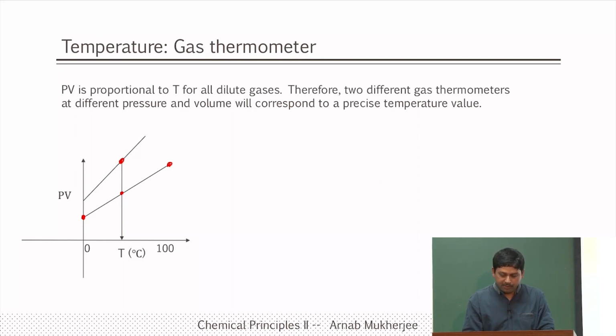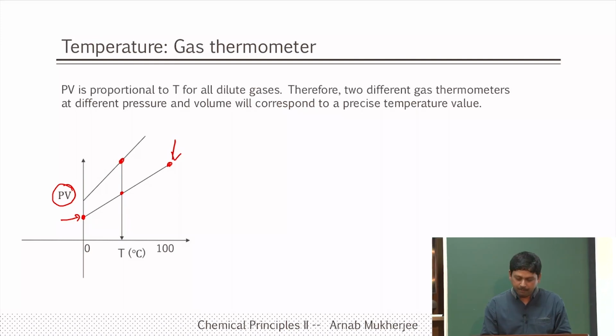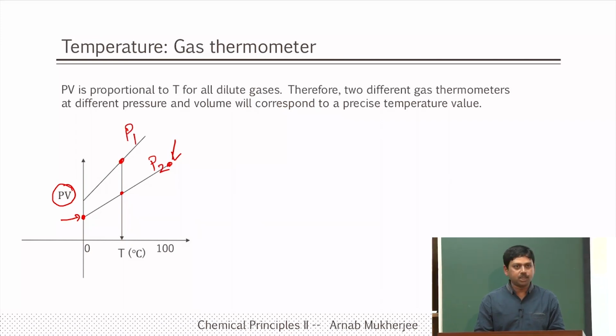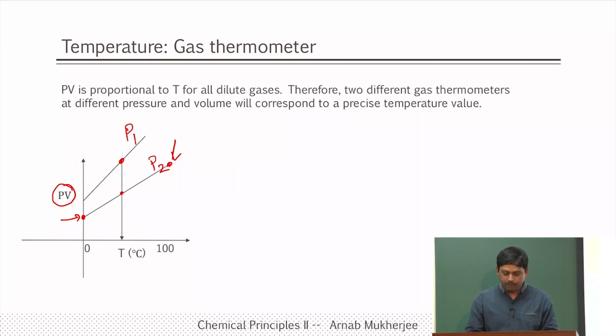So, we are defining temperature by the amount of PV at two different values, 0 degree and 100 degree. By the way, 0 degree and 100 degree are defined based on the value of PV, and these two lines are for two different pressures, P1 and P2. At two different pressures, both of them follow linear behavior for a dilute gas, and when you extend that to even lower temperature, lower than the temperature of the ice, then one can extend that to a value where PV will go to 0.